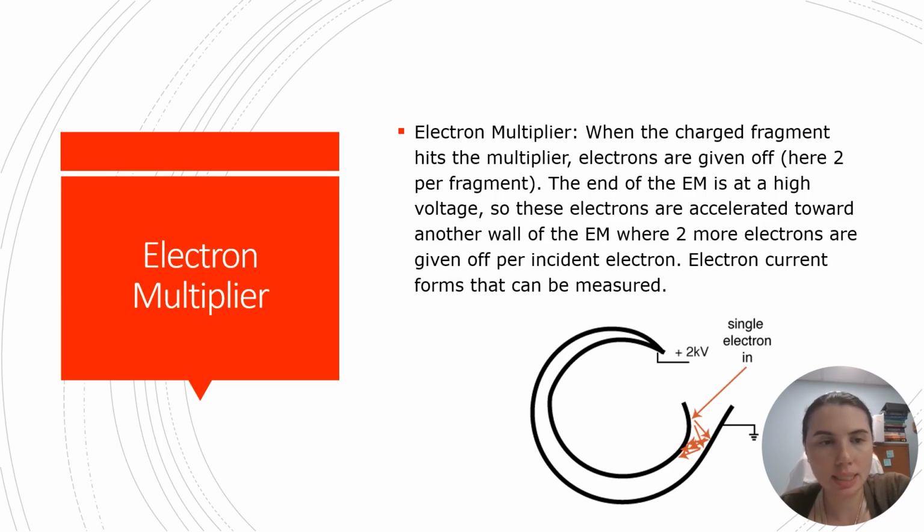The detector is an electron multiplier. So what an electron multiplier does is whenever a charged fragment hits it, electrons are generated. Here, 2 per 1 fragment. These electrons will hit the opposite wall of the electron multiplier tube, and 2 more per electron will be generated, and so on and so forth. And so as the electrons travel through the tube, the signal gets multiplied accordingly.